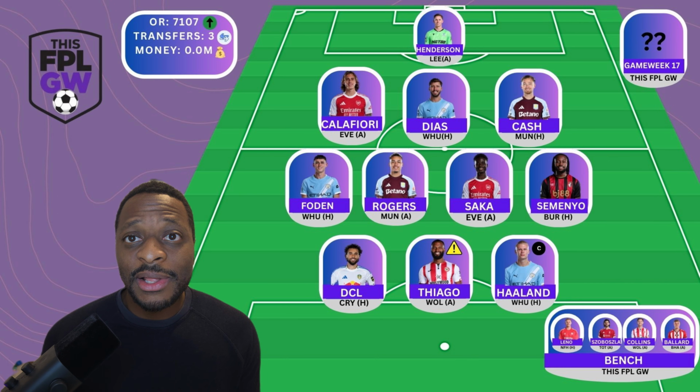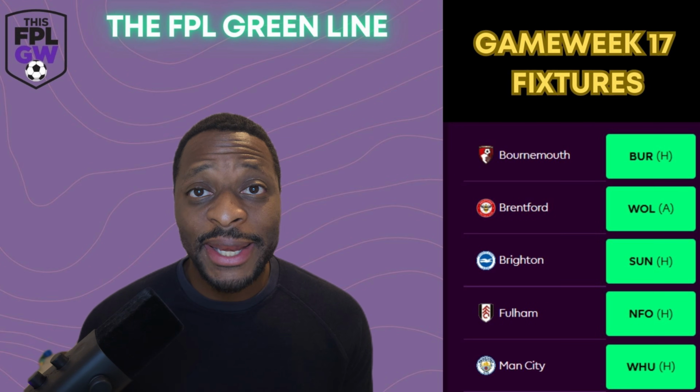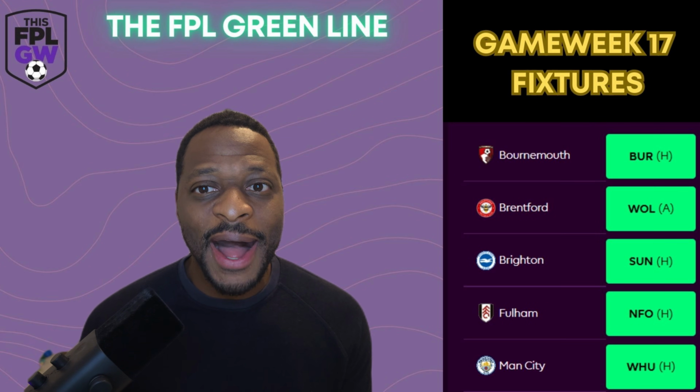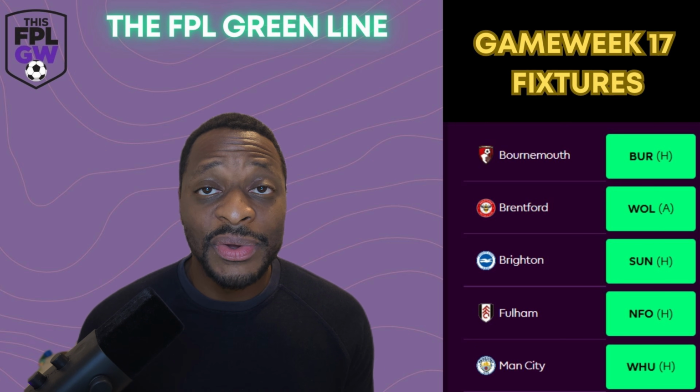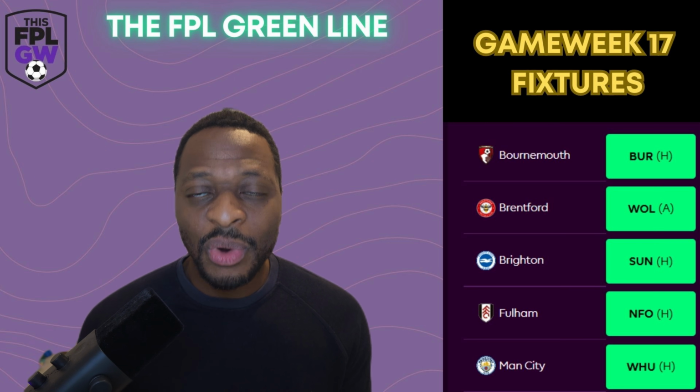And now let's take a look at our fixtures for this week and go over some of those highlights in terms of what are the best fixtures to target this week. So when we look at the FPL Green Line in terms of fixtures this week, they say there are 5. I'm going to say there's only really 3. And the best of those in order is Man City at home, of course, to West Ham, Bournemouth at home to Burnley, and then Brentford away to Wolves.